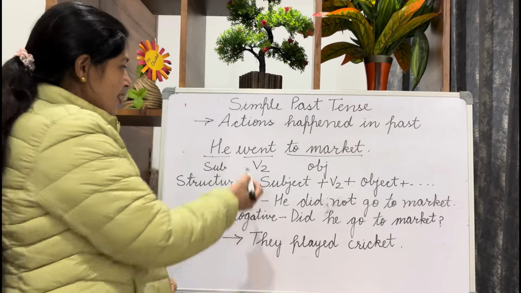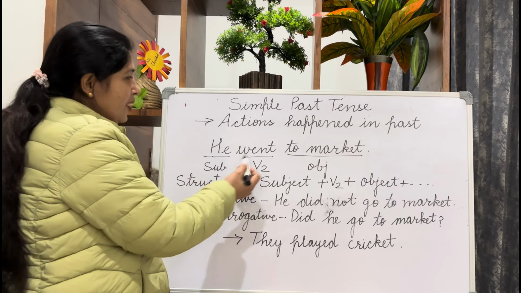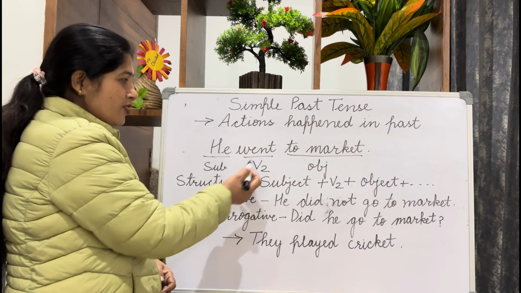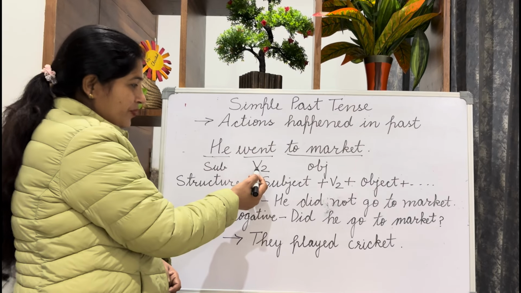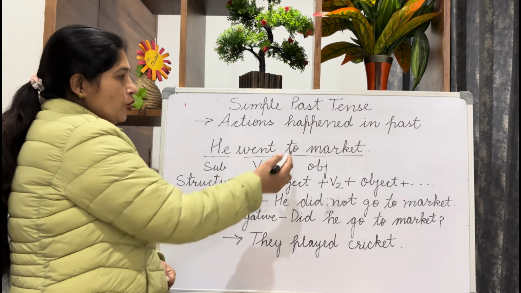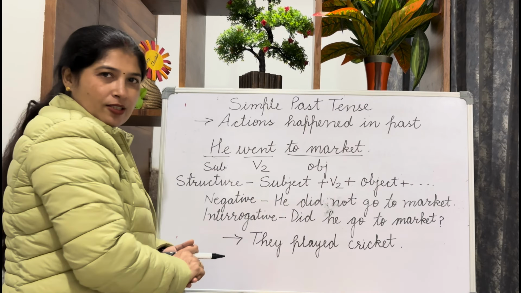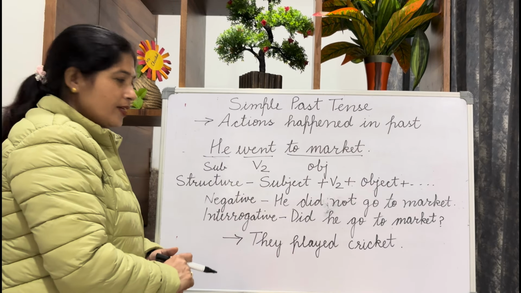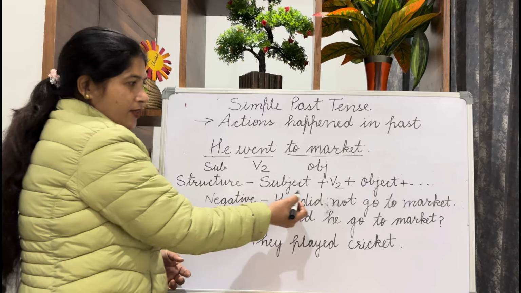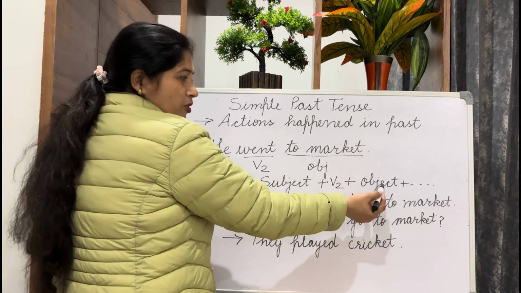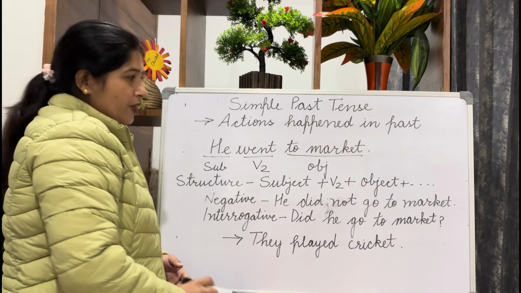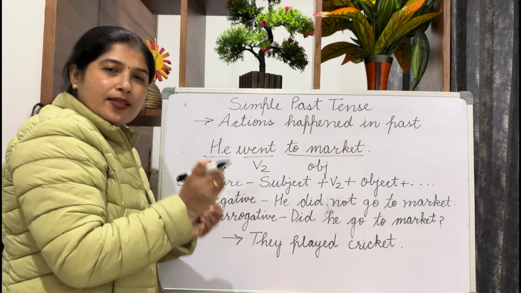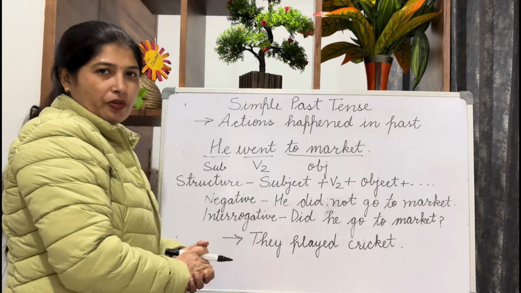Let's see. Here I have written the example. He went to market. In this, he is the subject, went is the verb, that is the second form of verb, to market is the object. If we see the structure of the sentences in simple past tense, then it's subject, second form of verb, object, and so on. So these are the simple sentences in simple past tense. In this, we use second form of verb.